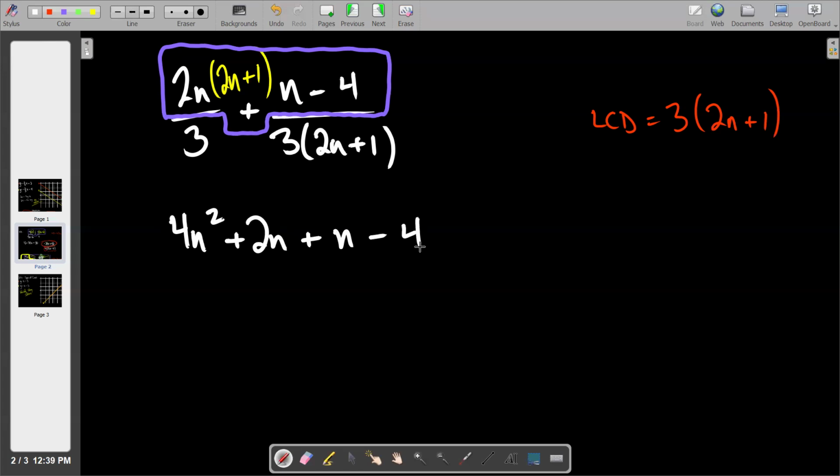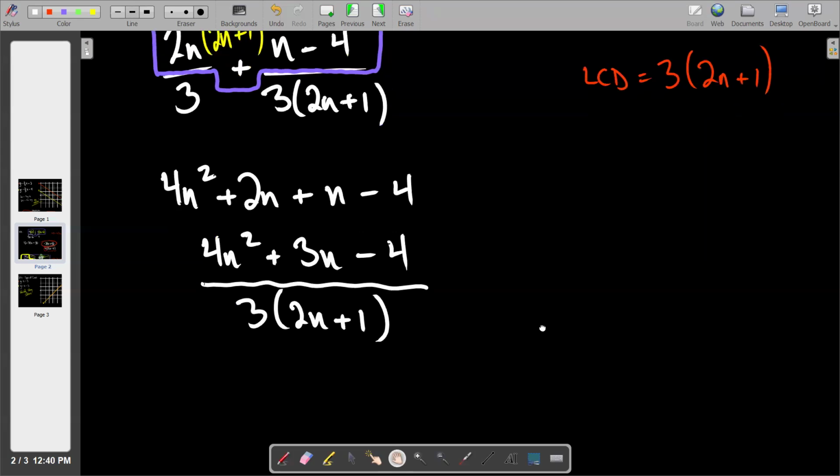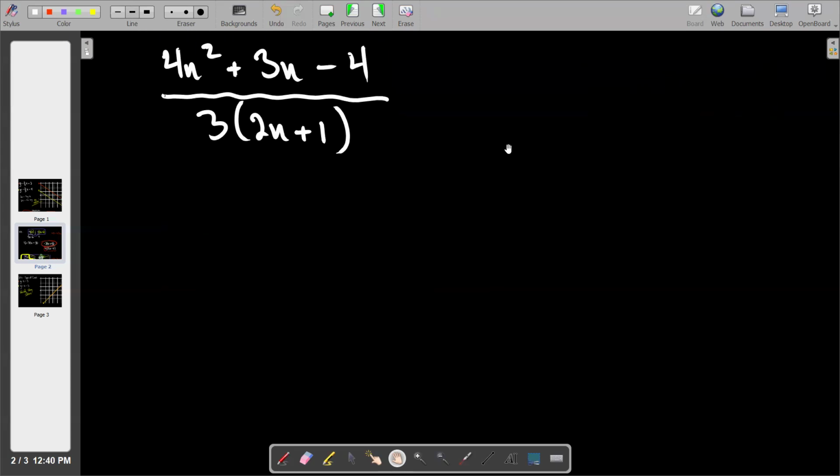So what does that wind up being? So we have 4n squared plus 3n minus 4, and it's all over 3 times 2n plus 1. So this is potentially the final answer.